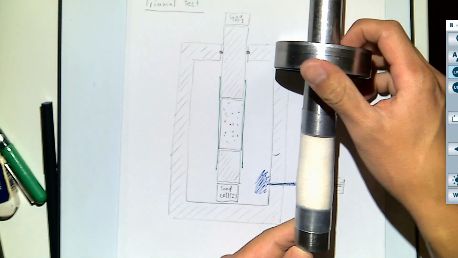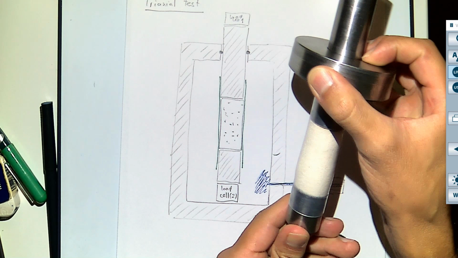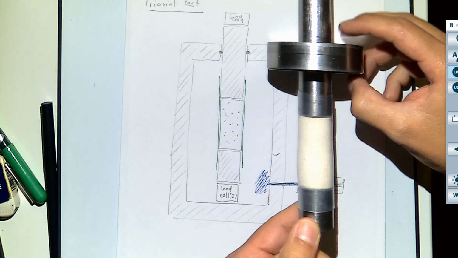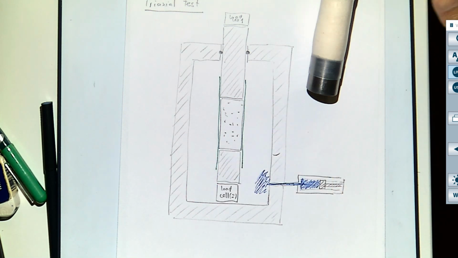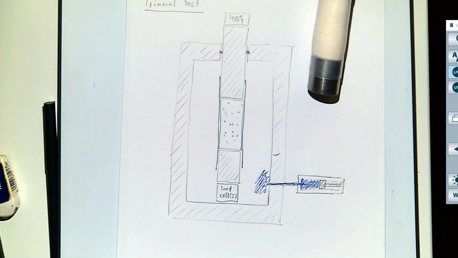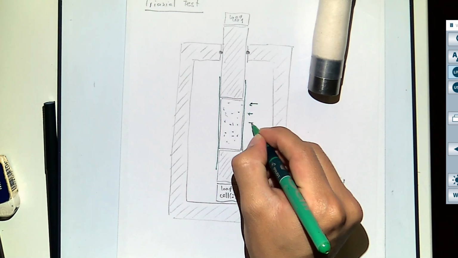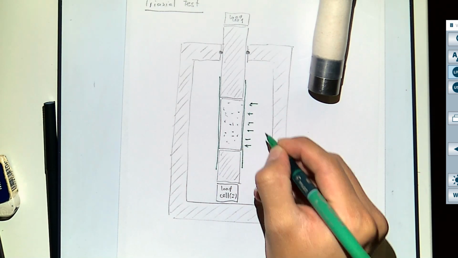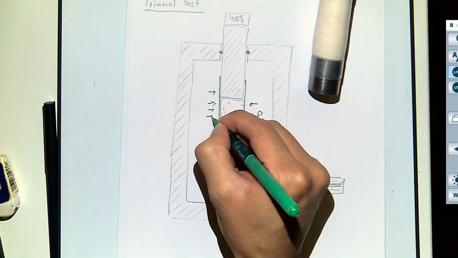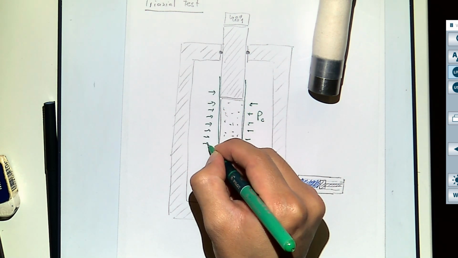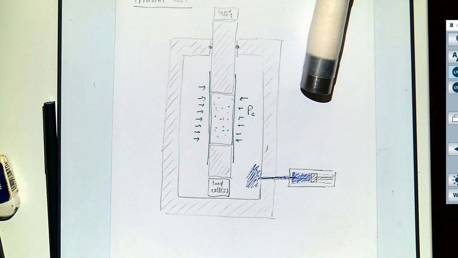So by applying a pressure with this syringe and having the fluid around the rock, we're going to be able to apply what we call a confining pressure, and it's called PC. Okay?